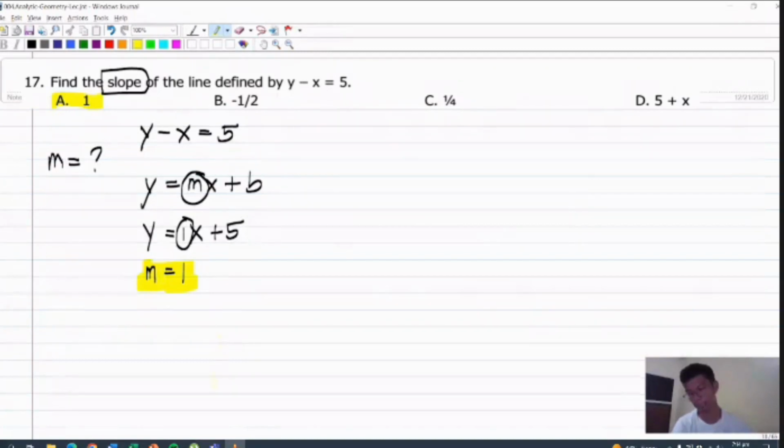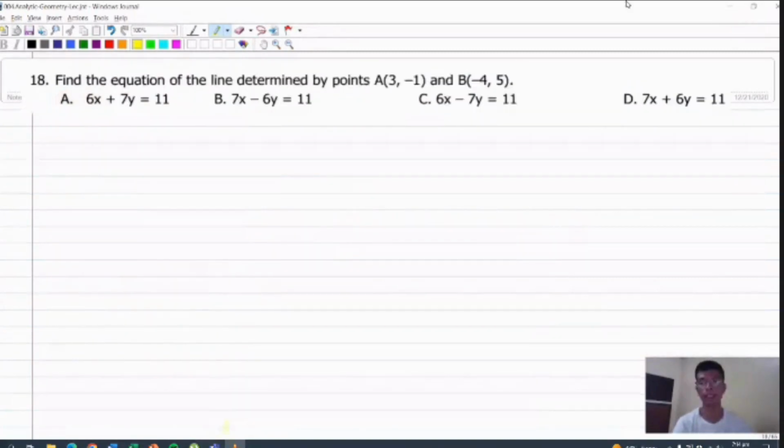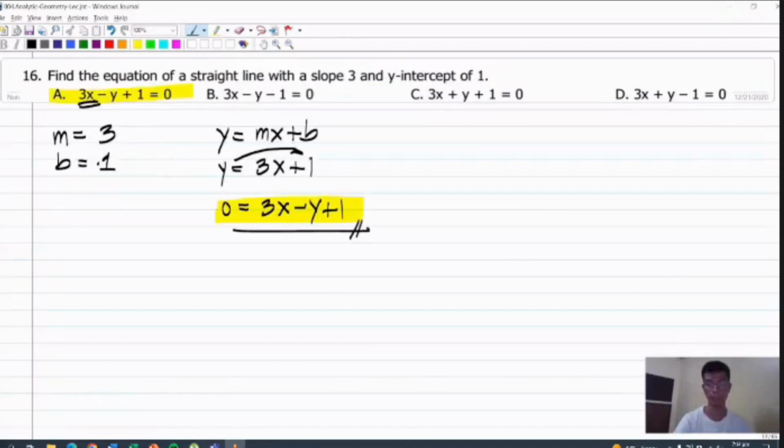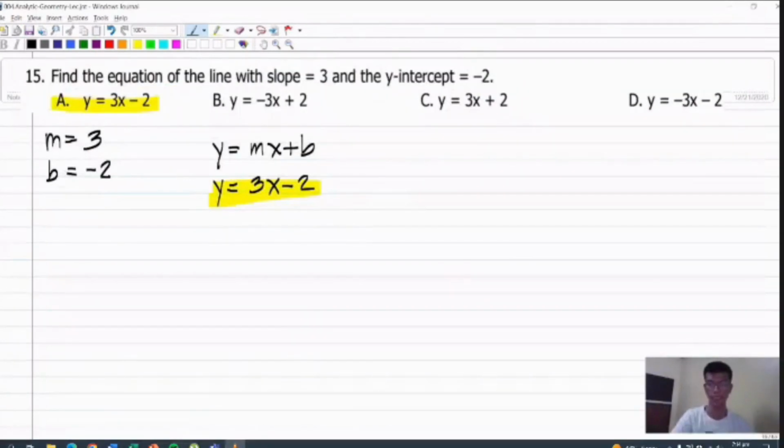Number 18. Find the equation of the line determined by the points (3, negative 1) and (negative 4, 5). So, ang given natin ay 2 points, di ba? Wherein, sabihin na lang natin that the point number 1 is (3, negative 1), yung point A, and the point number 2 is (negative 4, 5). So, dahil given yung dalawang points, babalikan natin yung nilista natin ng mga forms, gagamitin natin yung number 3.